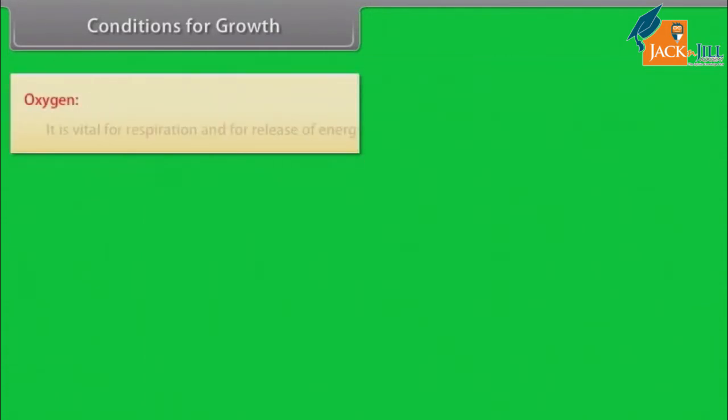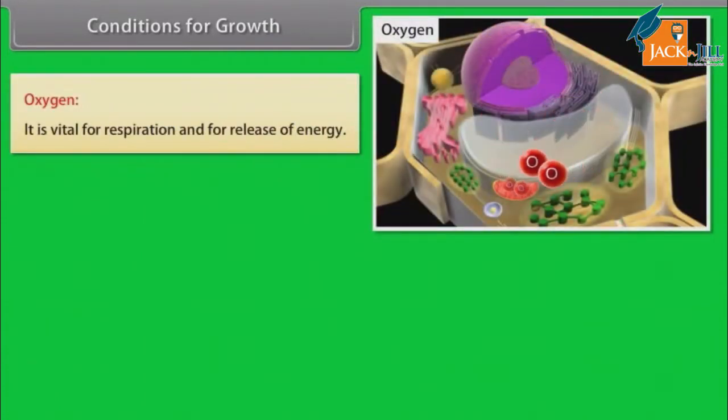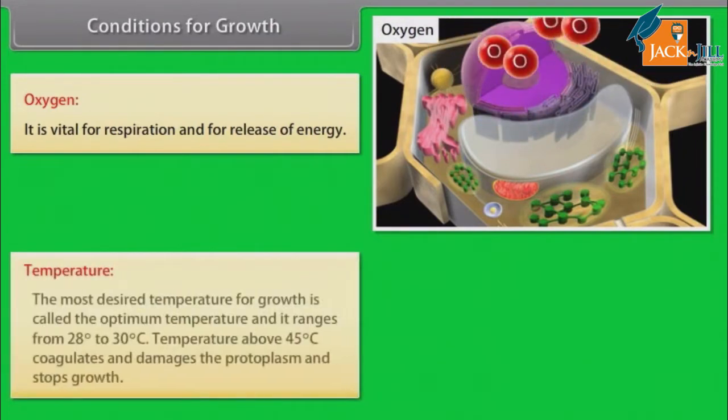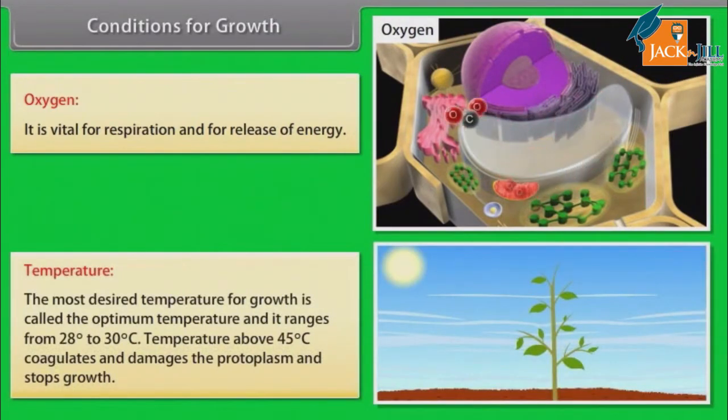Oxygen. It is vital for respiration and for release of energy. Temperature. The most desired temperature for growth is called the optimum temperature, and it ranges from 28 degrees to 30 degrees Celsius. Temperature above 45 degrees Celsius coagulates and damages the protoplasm and stops growth.